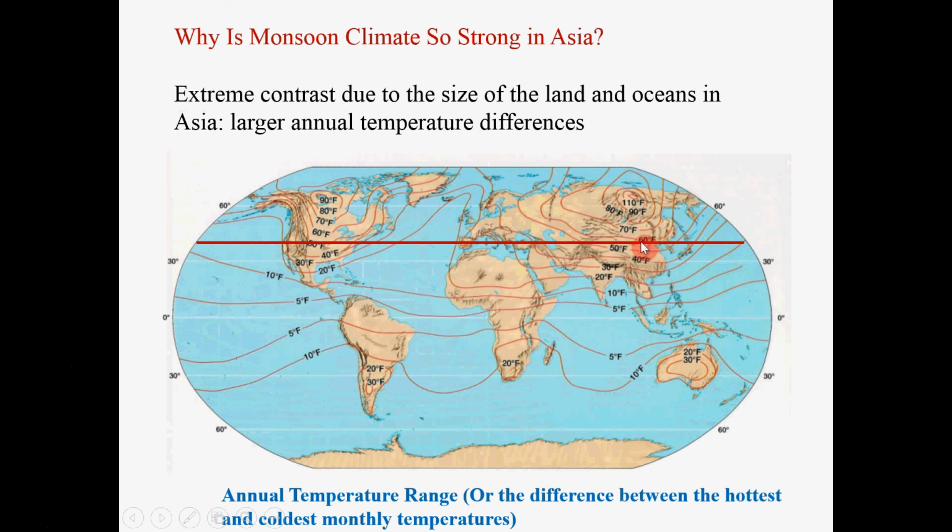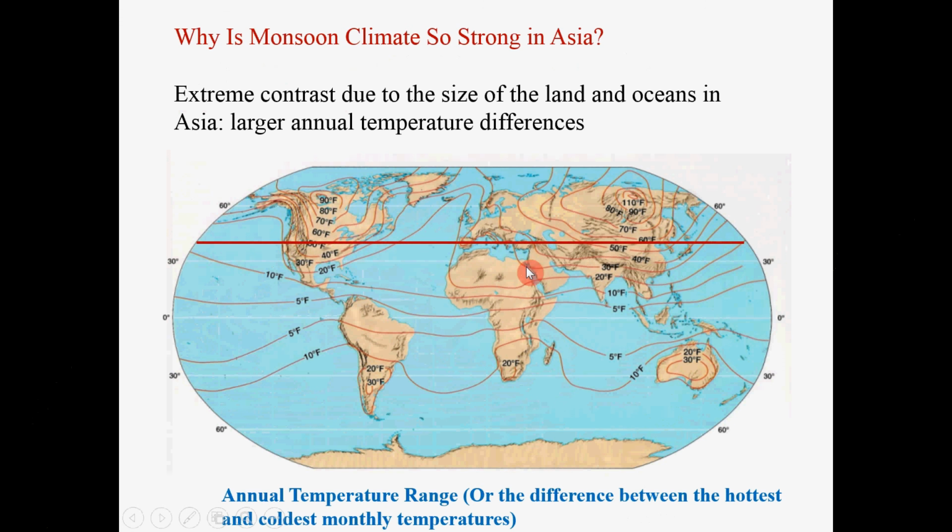At this latitude in Asia, the annual temperature range is about 60 degrees Fahrenheit. For the same latitude in the North American continent, the annual temperature range is about 50 degrees. So as you can see, for the same latitude, the difference between the hottest and the coldest monthly temperature in Asia is larger than that in North America.